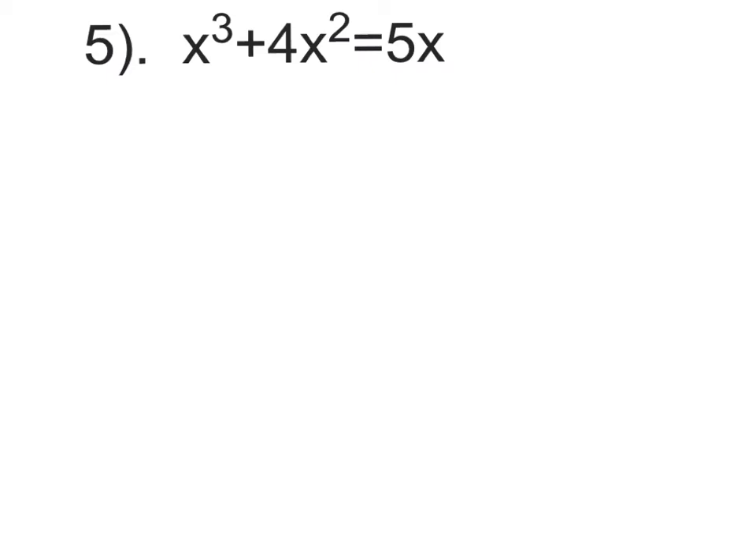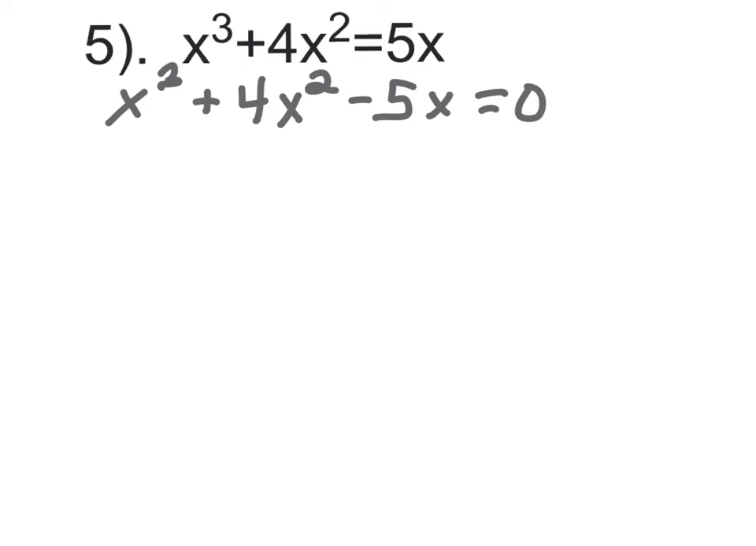Example 5, we have x plus 3 plus 4x squared equals 5x. Now I can see that I need to move this 5x over to the left side so that I can set this whole polynomial equal to 0. And at that point, then I can factor and solve. So what does that look like? Well, let's move the 5x over. So we would get x to the third plus 4x squared minus 5x equals 0. And this should be x to the third.